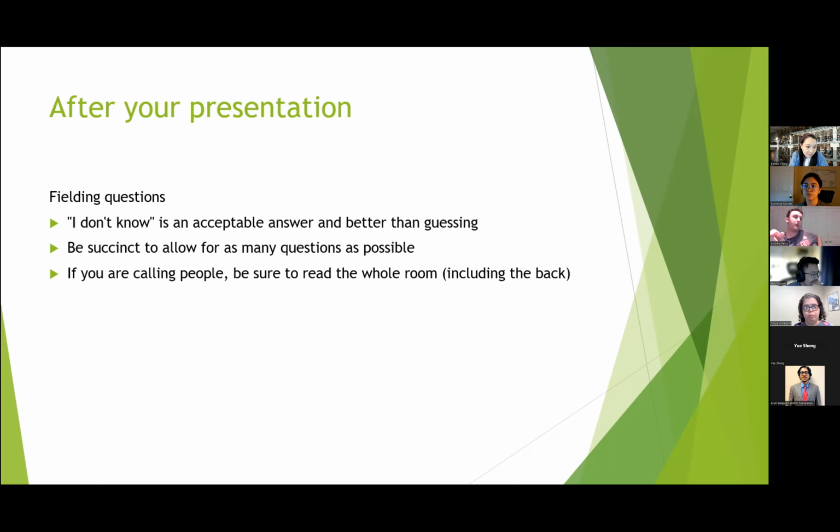And then if you are calling on people, which you may or may not be, sometimes the facilitators, the session chairs, the discussants, whoever it is, might be fielding questions for you. But if you are the one calling on people, make sure to keep your eye out for the whole room. There's a tendency to look at the front and you miss people in the back. There's nothing more frustrating than when somebody has a burning question and you miss them. So keep an eye out for everybody, okay?